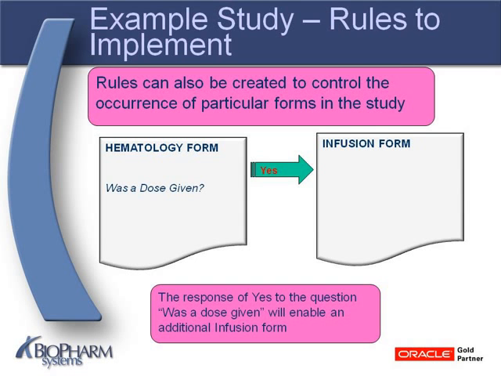Here's an example where we have a hematology form, and there is going to be a question, was a dose given? If we say yes to this, then within the same visit, we are going to enable an infusion form. Prior to answering that question, that form would not appear when we would look at the visit for that particular patient. It would only be when we responded yes to that question that the form is enabled.